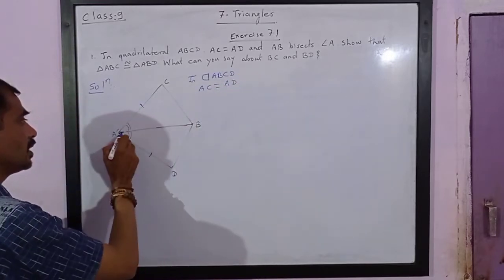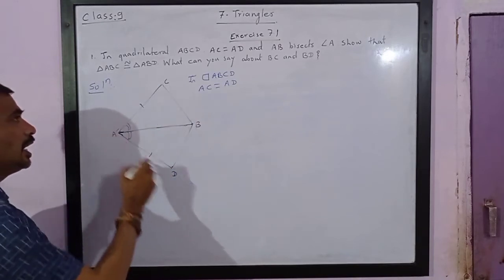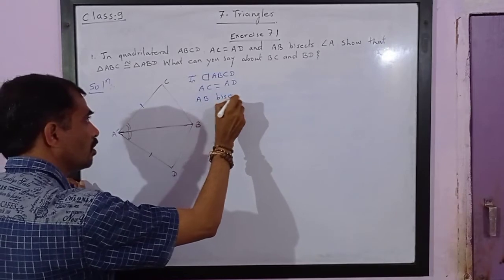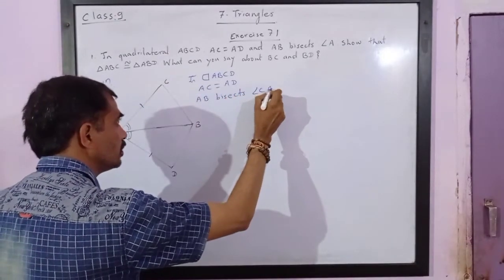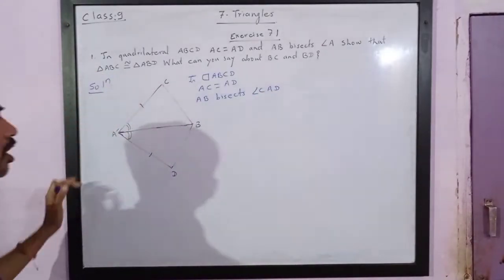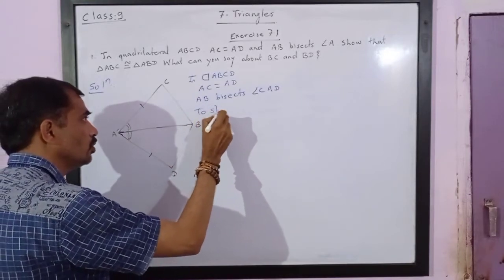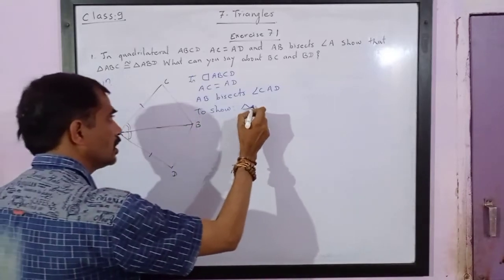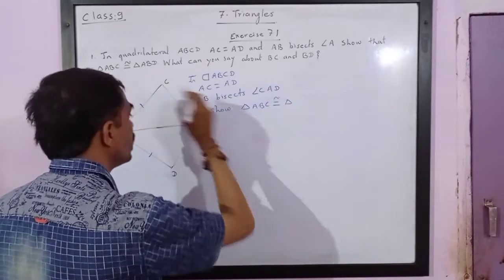AB bisects angle A, meaning angle CAD. This is given to us. Show that triangle ABC is congruent to triangle ABD. So this much only is given. We have to show that triangle ABC is congruent to triangle ABD.